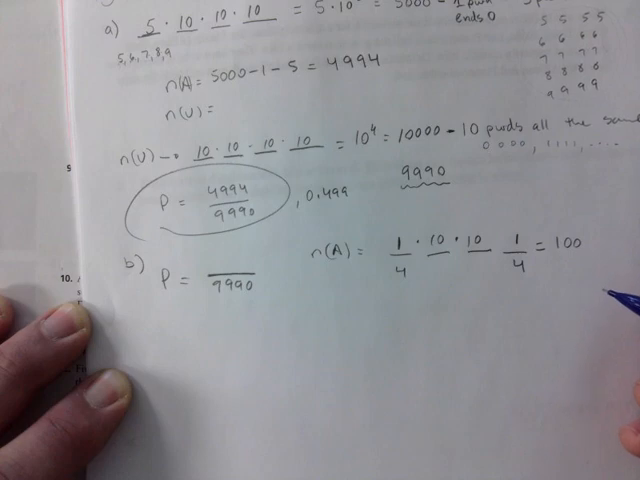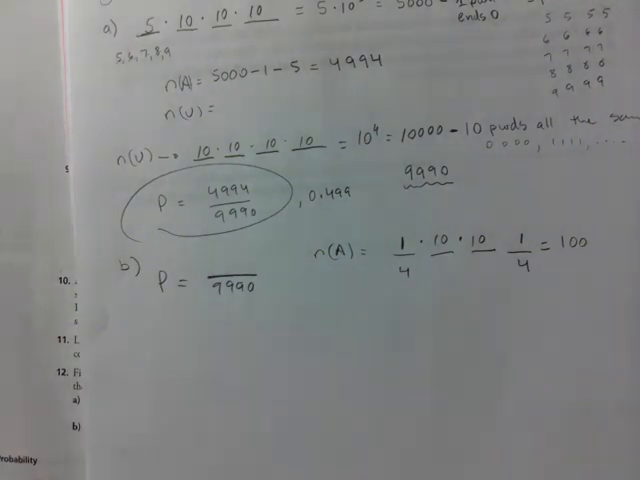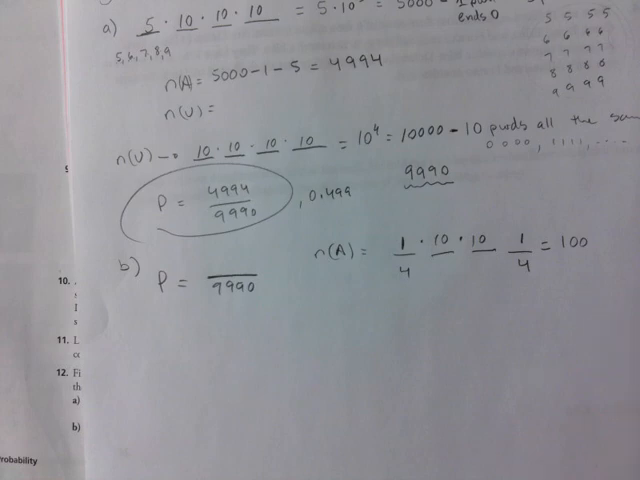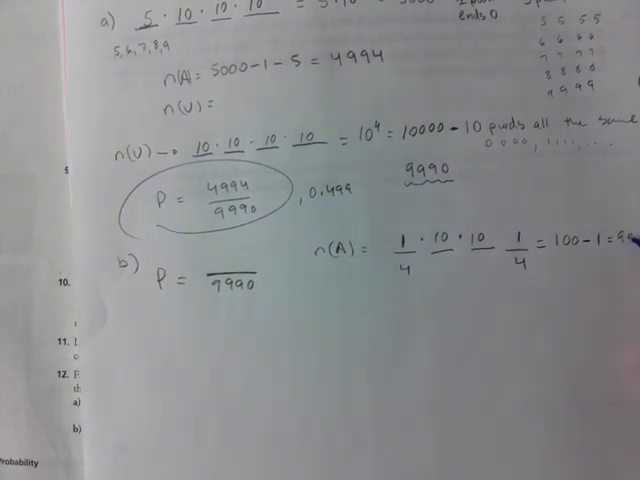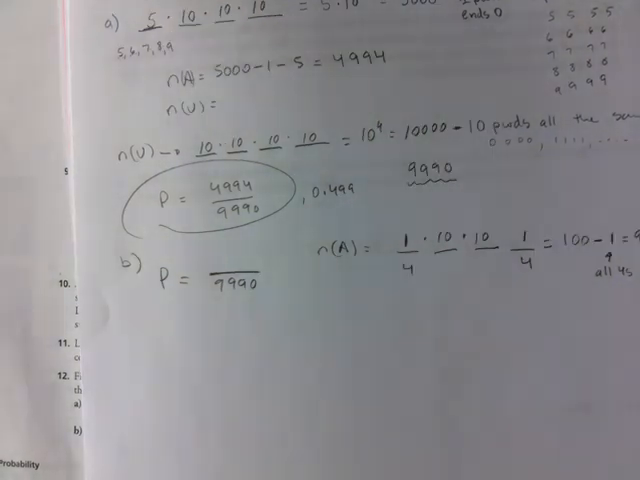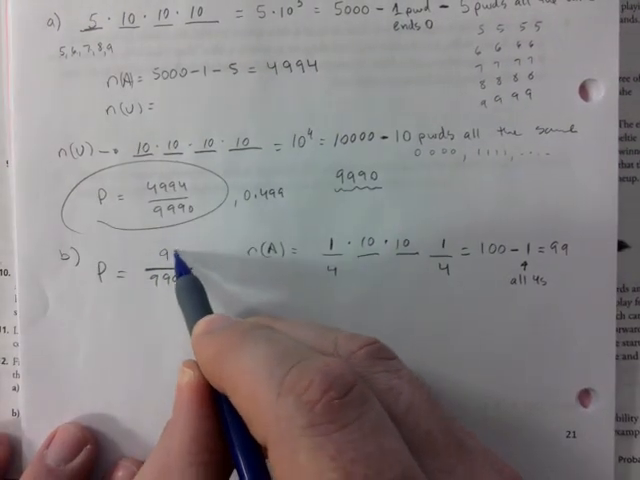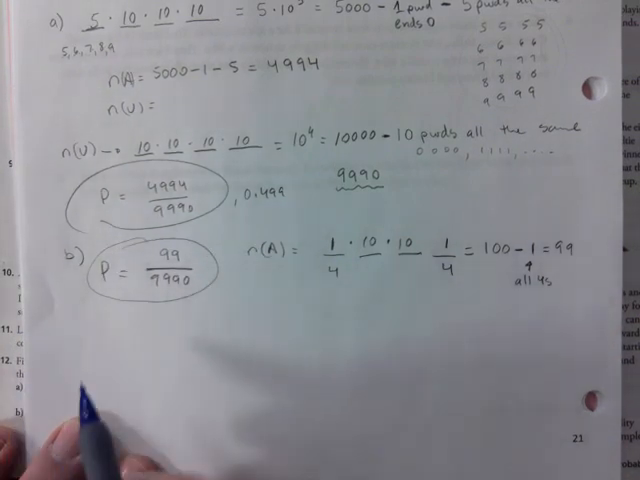How many do I have to subtract there? When would you have all the same in this case? Just once, right? If they all were 4s, that's the only one you got to get rid of. So minus 1, so that's 99. What does this one stand for? All 4s. That's right, guys. So this is 99 over 9,990, and that is the right answer. Checked.